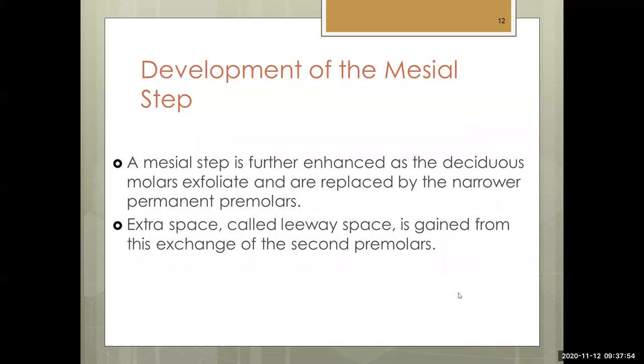So a mesial step is further enhanced as the deciduous molars exfoliate, while they're shed and are replaced by the narrower permanent premolars. So you've got these bigger deciduous molars. The permanent premolars are a little bit narrower, and that extra space is called a leeway space. So you've got your primate spacing, which is with all the baby teeth, and your leeway space is gained when you're in that mixed dentition.